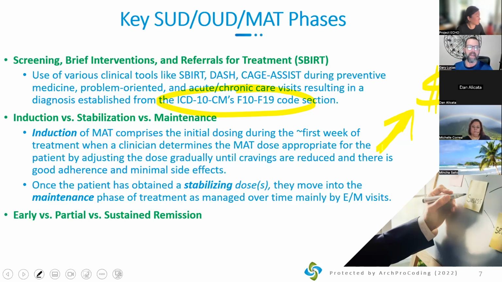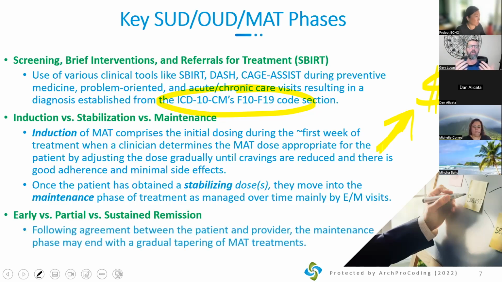If they're using the DAST tool or the CAGE-AID tool or other tools that are on the United States Preventive Services Task Force, you can report brief interventions with a variety of codes, and I'll outline them here shortly, primarily using evaluation and management codes plus injection services. But when you're in the induction, stabilization, and maintenance phase, along with tapering the patient down from their MAT treatment, you're going to see a lot of variety on how different payers want you to report their services.